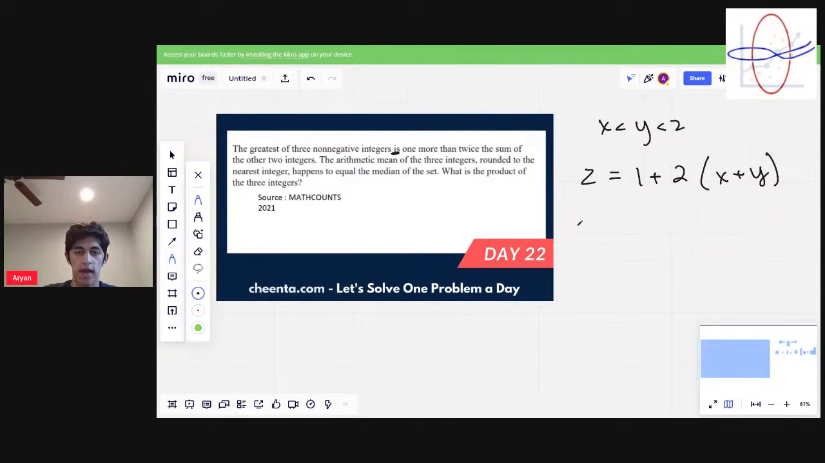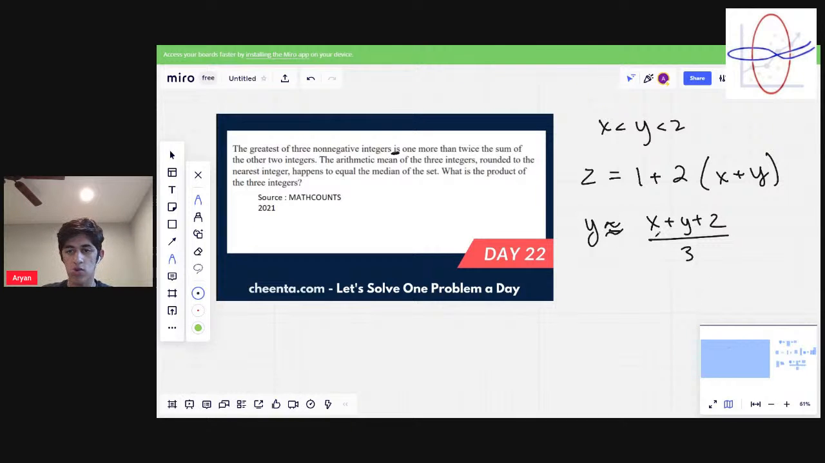And then the other thing we have, the arithmetic mean of the three integers rounded to the nearest integer happens to equal the median. So we know the median is y, right? Because it's the middle number. And this is equal to the arithmetic mean rounded to the nearest integer. So this is equal to x plus y plus z over 3, and we can just say approximately equal. We just know that this is rounded to the nearest integer.